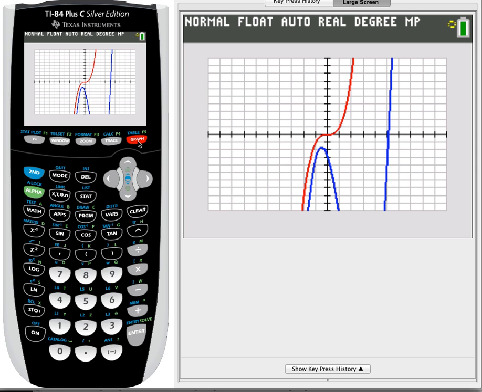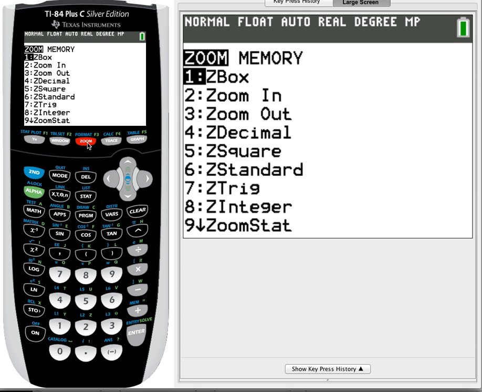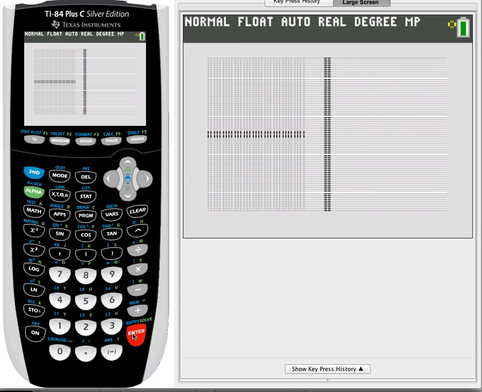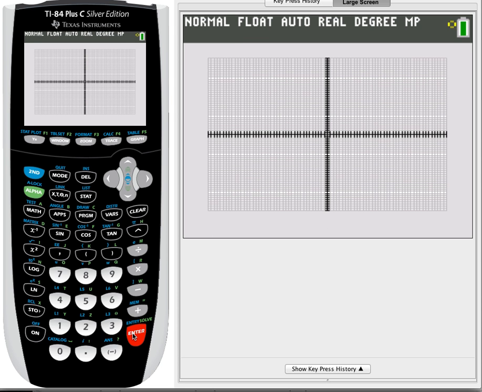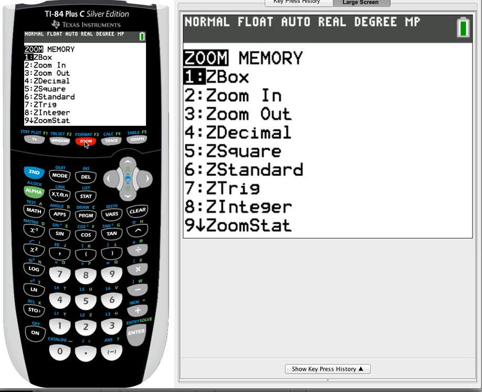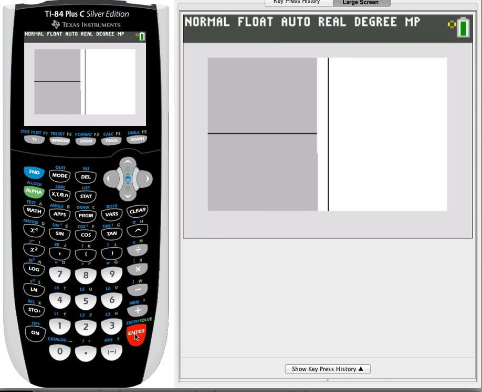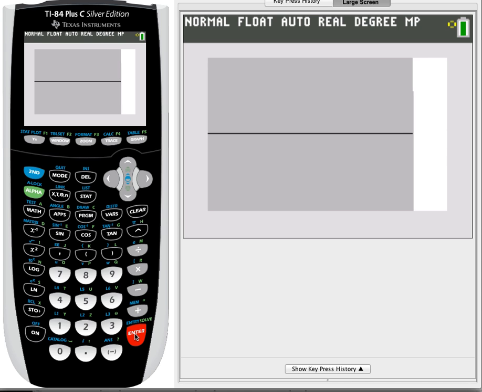And as I zoom out, so I'm going to hit zoom and then number 3 and then hit enter, it'll zoom it out. I'm going to zoom out a couple times. So, well, maybe a couple times. We'll see how it looks. There's that first graph, and the parent function x cubed is right there. If I zoom out one more time, so hit zoom and 3 and enter, then basically what we're looking at, we're trying to see what the end behavior looks like.